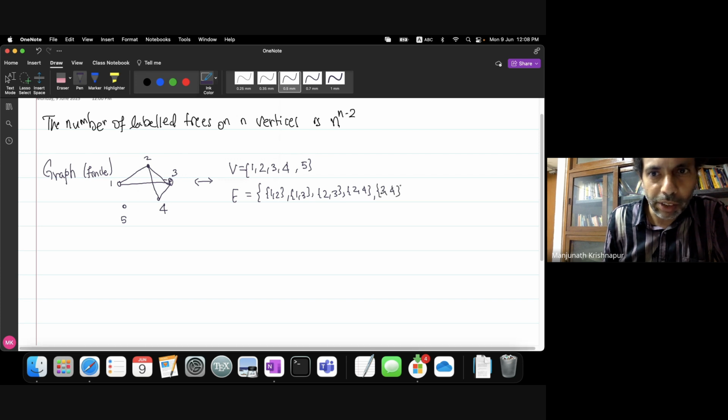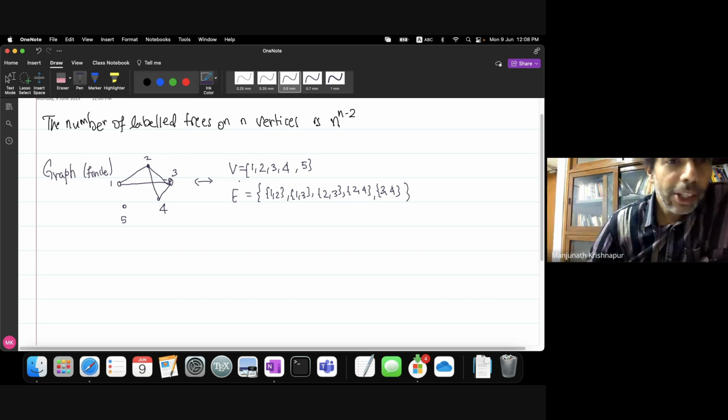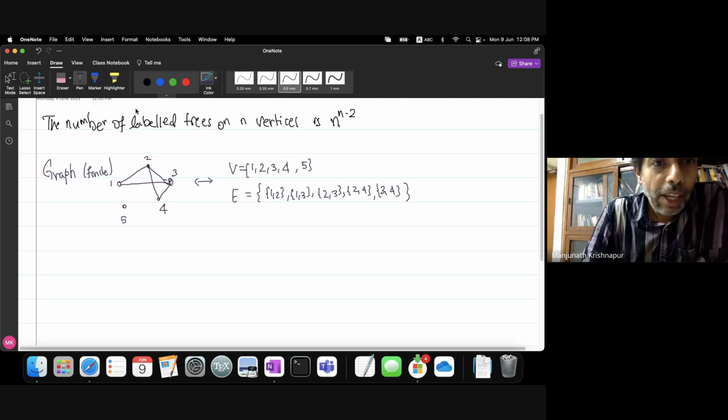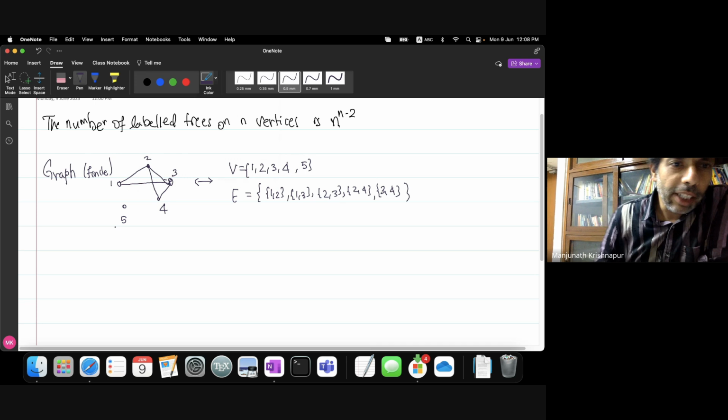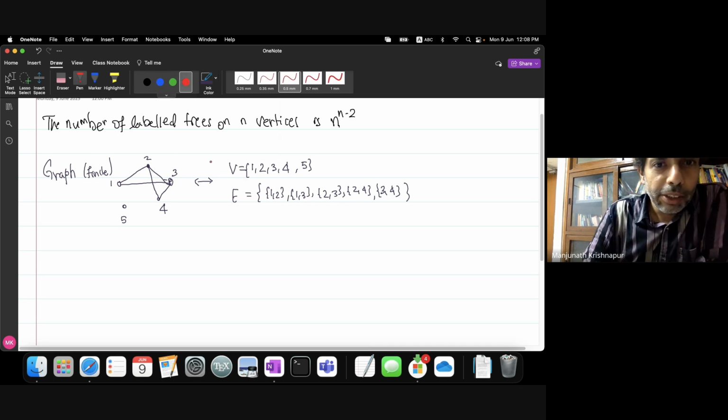I think I covered all the edges, right? So yeah, 2 to 4. Yeah, I think I got all the edges. So these are all the edges in this graph. So that's what a graph is. And how many graphs are there is very simple. So with n vertices, there are 2 to the n choose 2 different graphs.